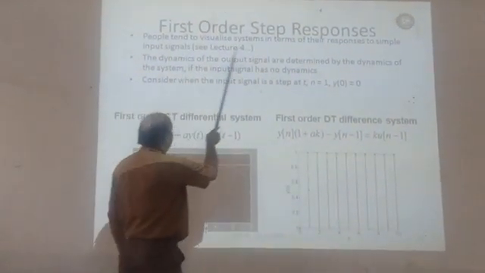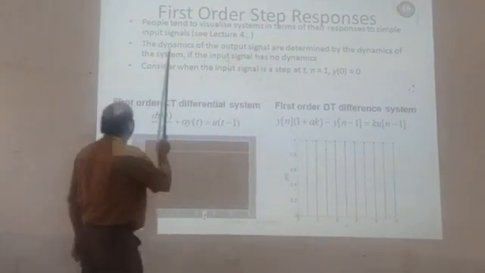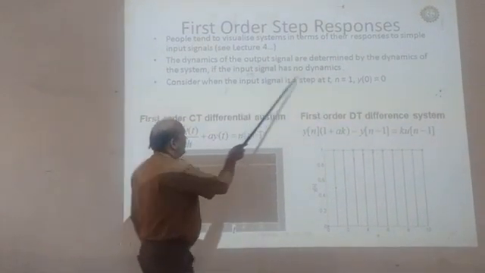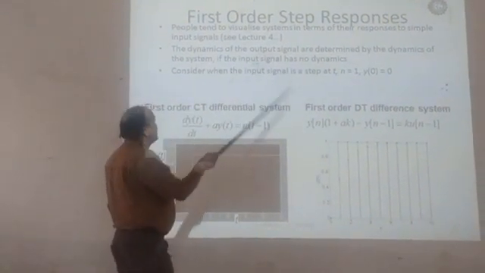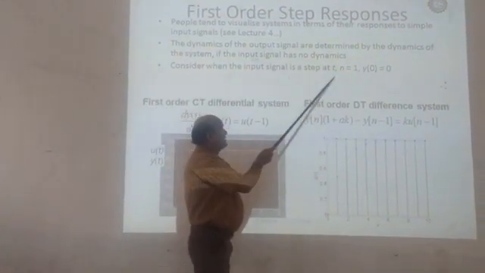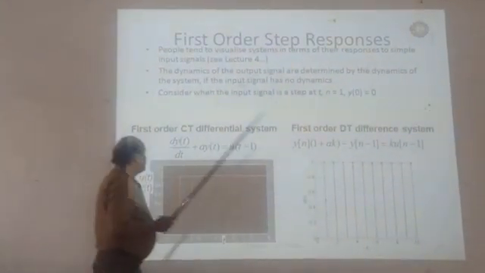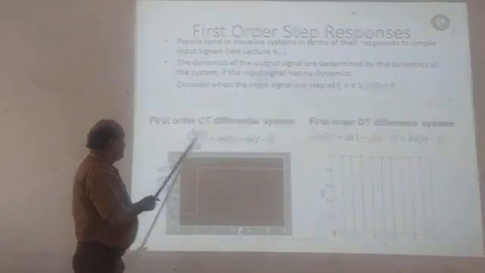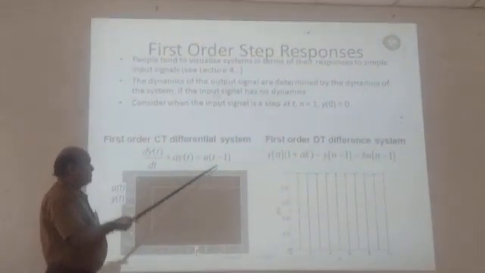People tend to visualize systems in terms of their responses to simple input signals. The dynamics of the output signal are determined by the dynamics of the system. If the input signal has no dynamics, consider when the input signal is a step, u(t) = 1 and y(0) = 0. This system is given by a first order continuous time differential equation, dy/dt + a y(t) = u(t - 1).